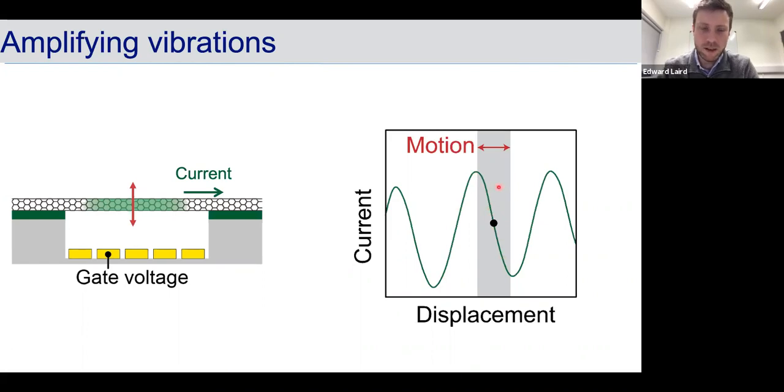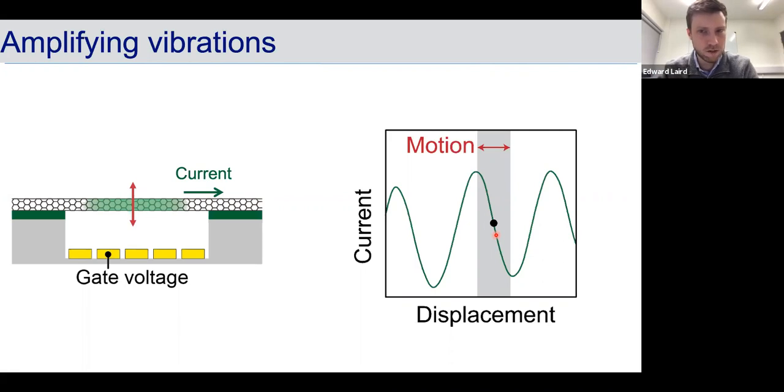And so now when the nanotube moves, then the potential changes, and so the current moves itself up and down this slope here. And so what you should see, if there is a vibration, is a change in current. And that current at any moment is going to be proportional to the instantaneous displacement. So that's what we set out to measure.